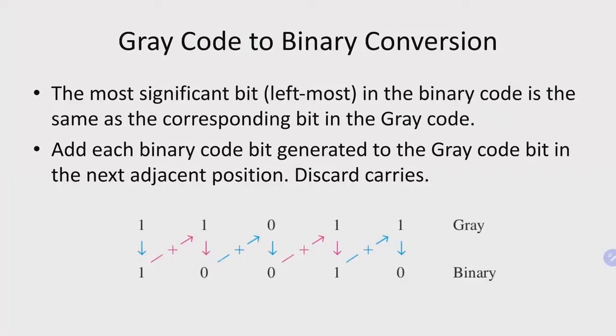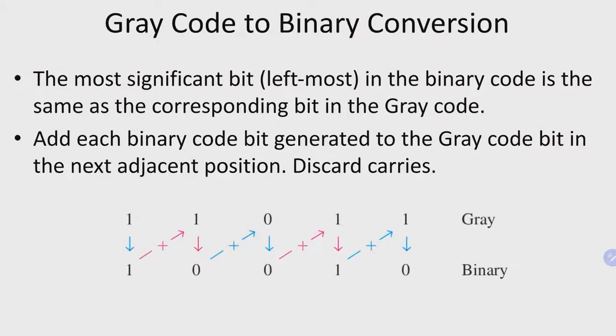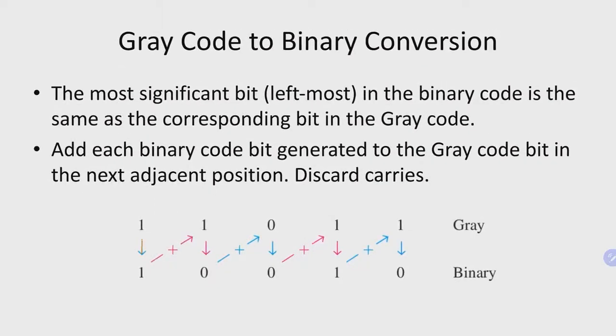Then the reverse. From gray code, again, the most significant bit is kept. So this bit here, same. Okay, and then we take this bit plus the next bit, and that gives us our binary. Meaning that here we sum it this way, and that gives us our binary code.